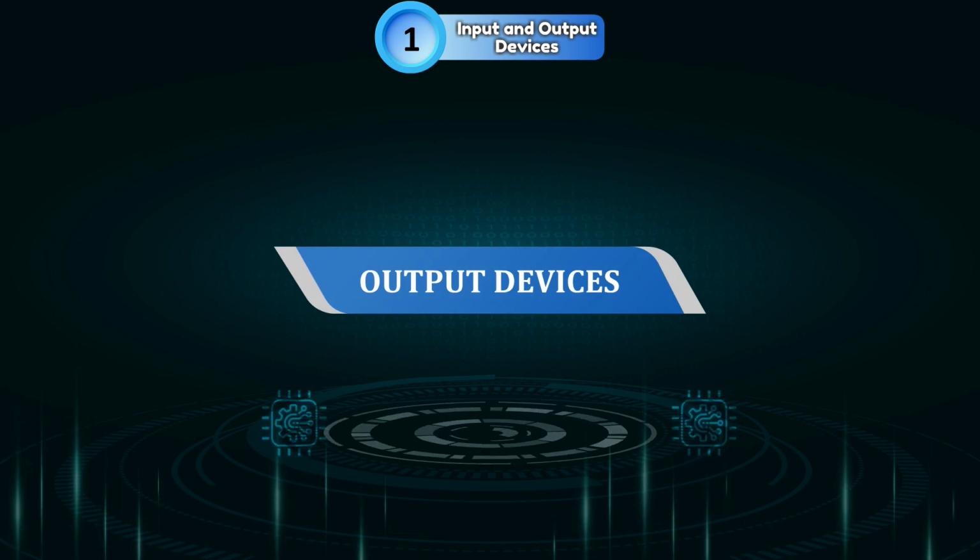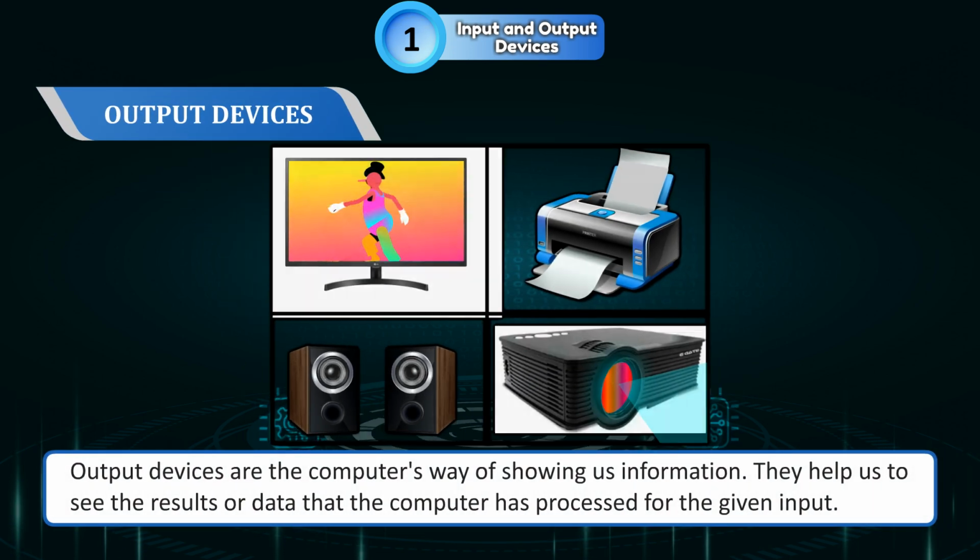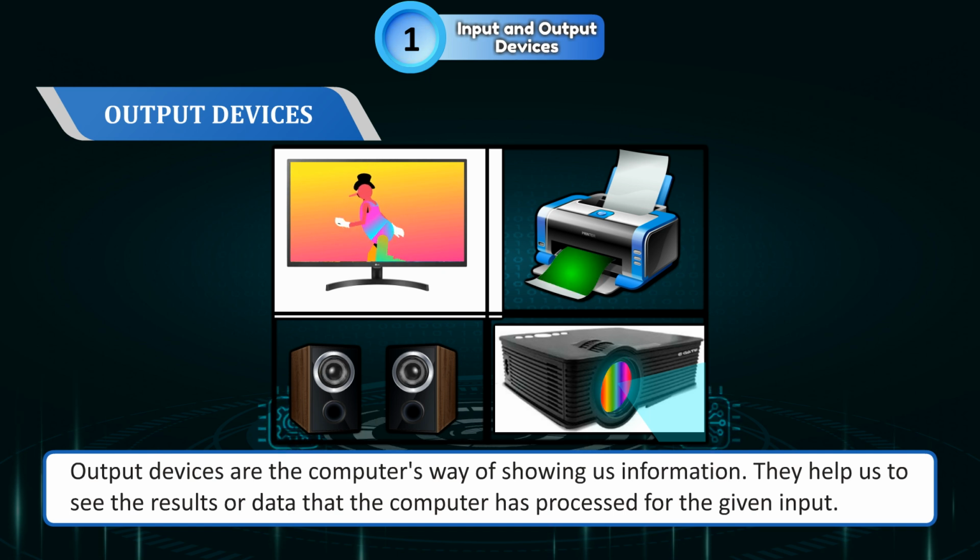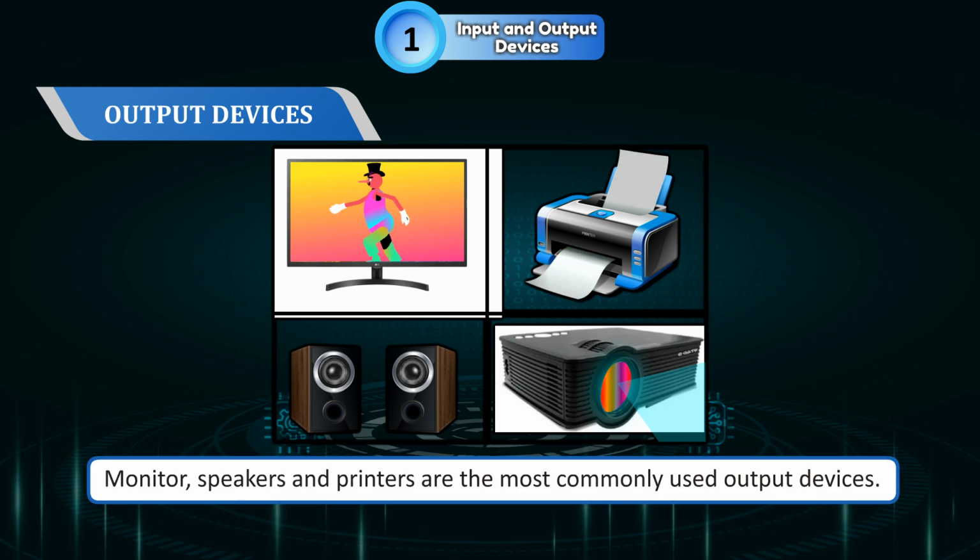Output devices. Output devices are the computer's way of showing us information. They help us to see the results or data that the computer has processed for the given input. Monitor, speakers, and printers are the most commonly used output devices.